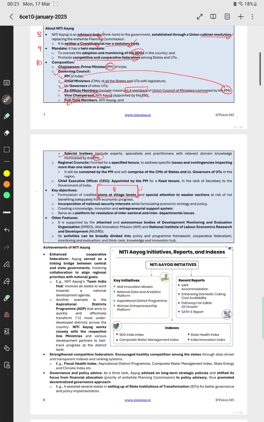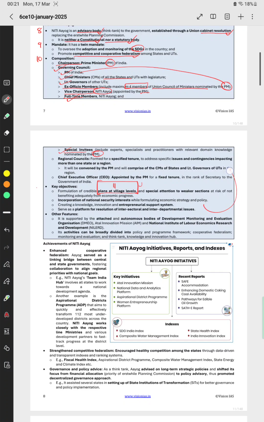So here Niti Aayog follows a bottom-up approach. That means plans at the village level. It's a very important question. It's not a top-down approach. It follows a bottom-up approach.